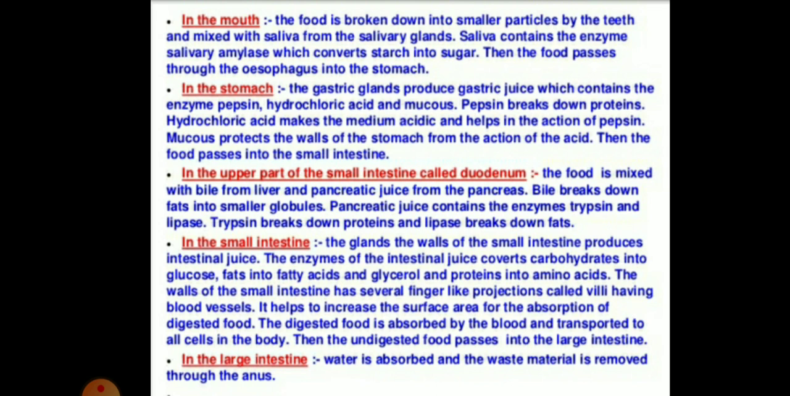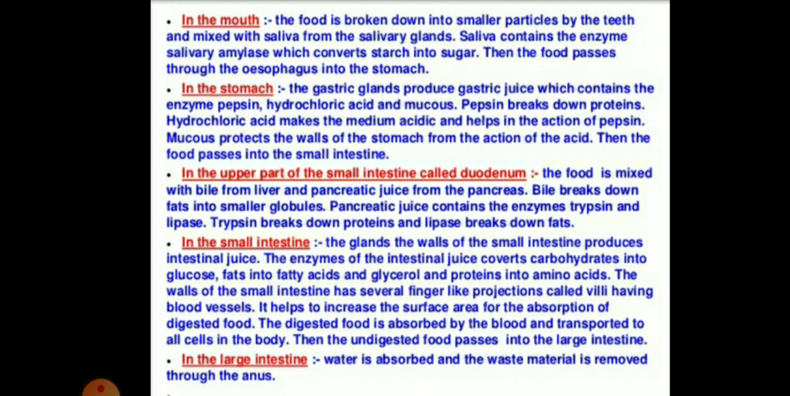In the stomach, the gastric glands produce gastric juice, which contains the enzyme pepsin and hydrochloric acid and mucus also. The pepsin breaks down proteins, and the hydrochloric acid makes the medium acidic, helps in the action of the pepsin, and also kills the harmful bacteria that came into the stomach. And the mucus protects the wall of the stomach from the action of the acid. Then the food passes into the small intestine.